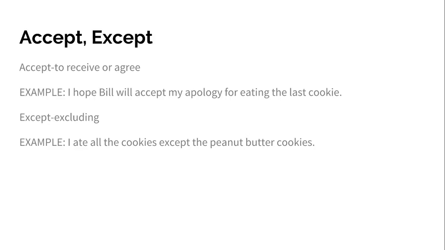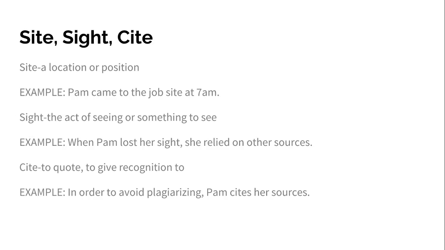Accept and except. Accept with an A means to receive or agree. I hope Bill will accept my apology for eating the last cookie. Except with an E means excluding. I ate all the cookies except the peanut butter cookies.